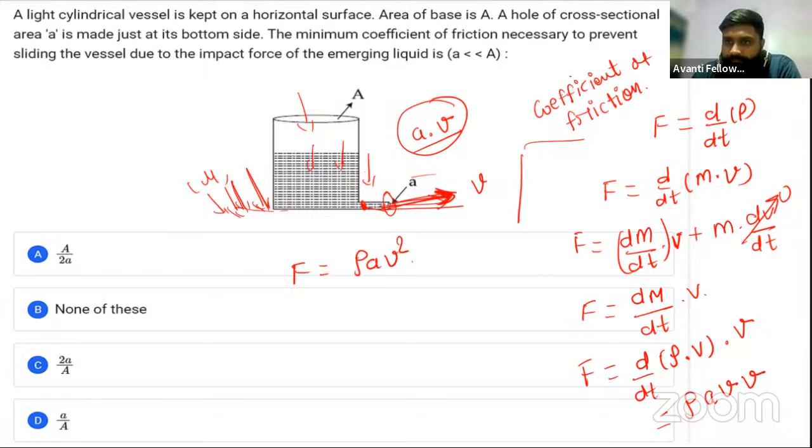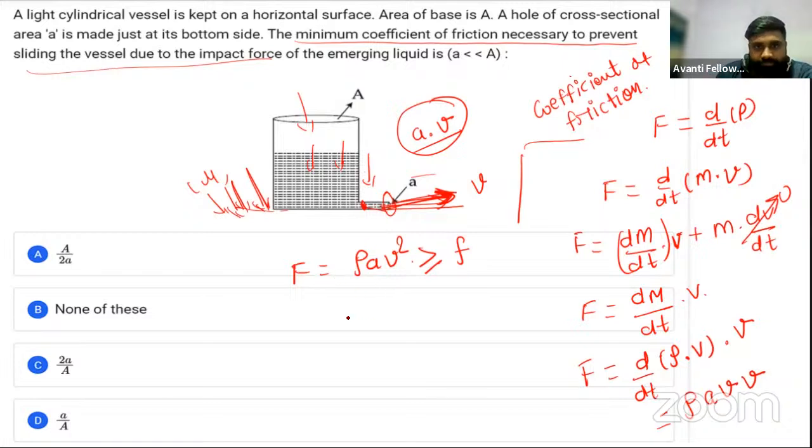Okay. Now this is the force applied by the liquid on this vessel. Now we want to know the minimum coefficient of friction necessary to prevent sliding of the vessel due to impact force. So if this force is just less than or equal to the frictional force provided by the surface, in that case this friction will prevent the sliding of it, for the maximum value of it.